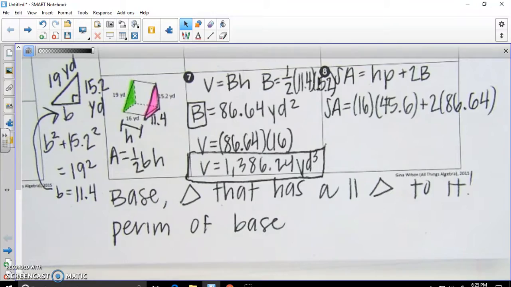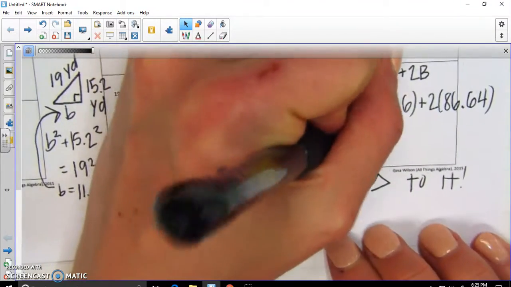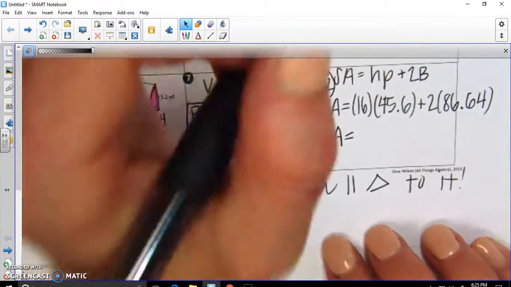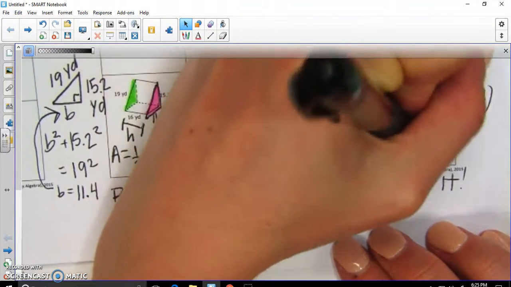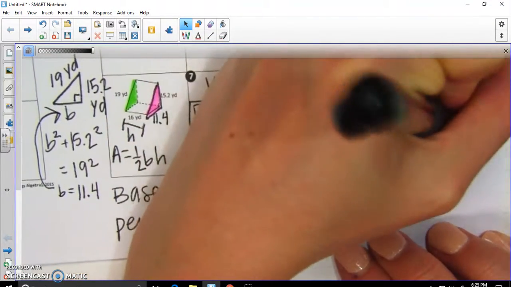Okay, do a little bit of math. And our surface area is going to be 902.88 yards squared.